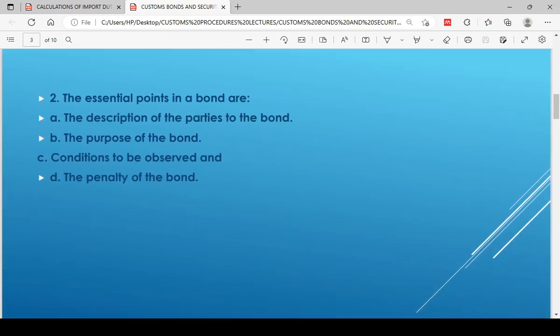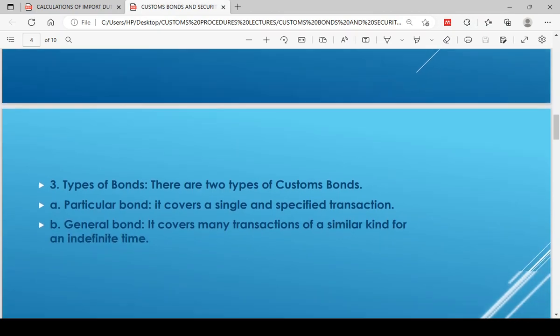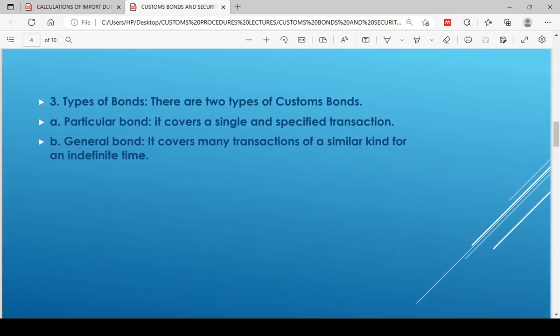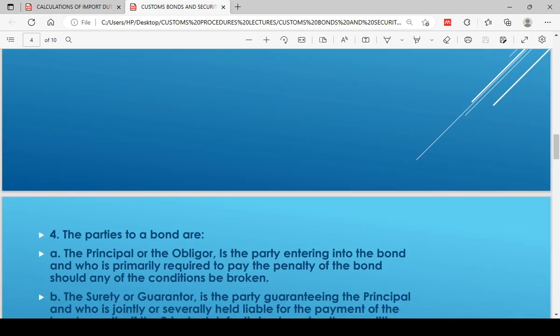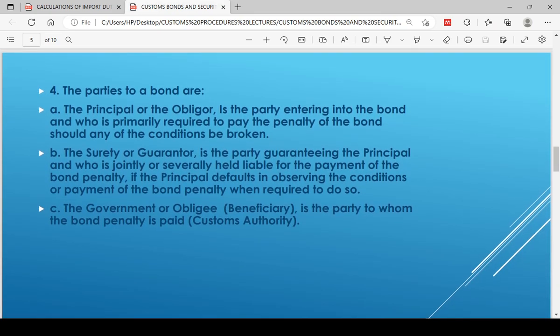Then, what are the essential points in a bond? The description of the parties to the bond, the purpose of the bond, conditions to be observed, and the penalty of the bond. Types of bond. There are two types of bonds. A particular bond covers a single and specified transaction. A general bond covers many transactions of a similar kind for an indefinite time. So notice particular bond and general bond.